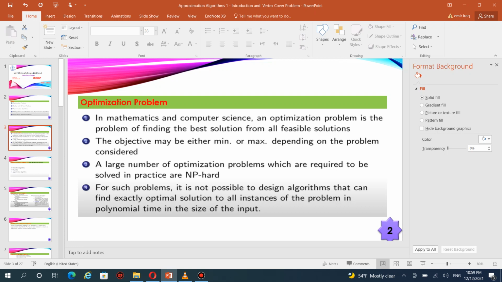The optimization problem can be either minimum or maximum. In the TSP problem, we have a minimization problem because we want to minimize the cost. But in the 0/1 knapsack, the problem needs to maximize because we want to maximize profits.